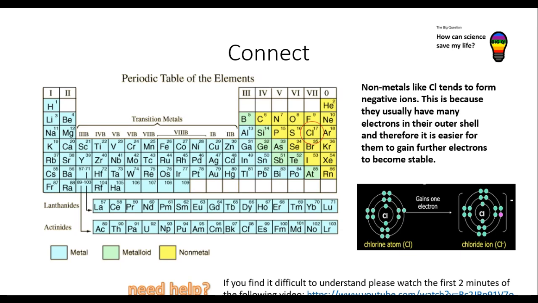The same can be said about non-metals like chlorine, but in the case of non-metals, they tend to form negative ions.